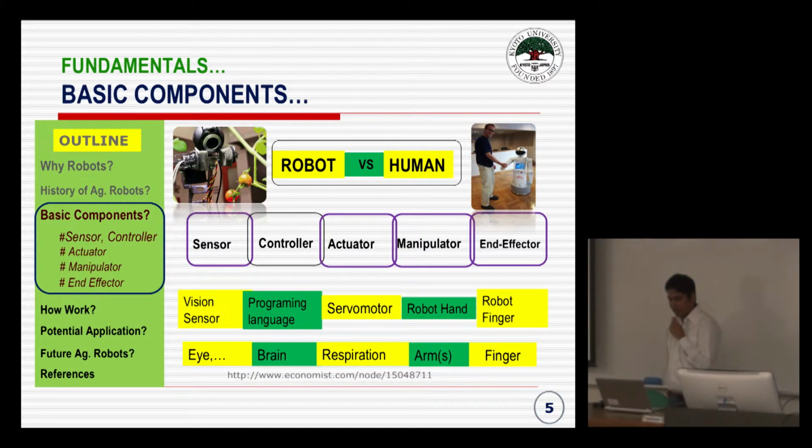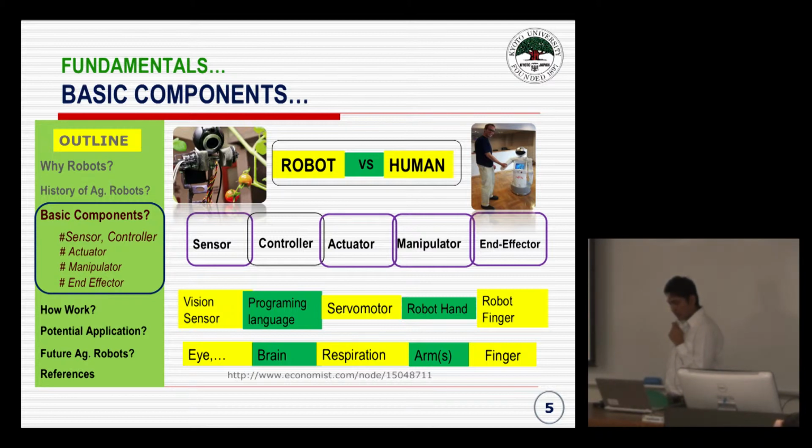I tried to give an overview of the comparison between robot and human. The robot consists of a sensor, controller, actuator, manipulator, and effector. Sensors can be of different types: photosensor, vision sensor, or any other sensor. The sensor collects information from the environment and surroundings, and it is sent to the controller. In the controller, there is a programming language such as C++ or MATLAB, or any other algorithm.